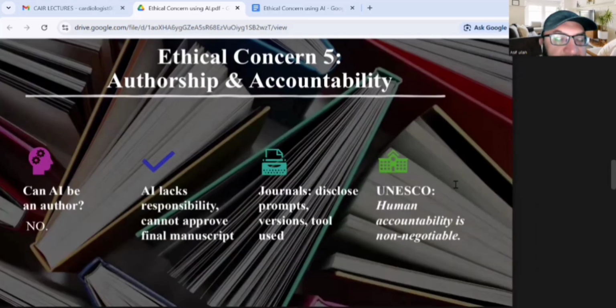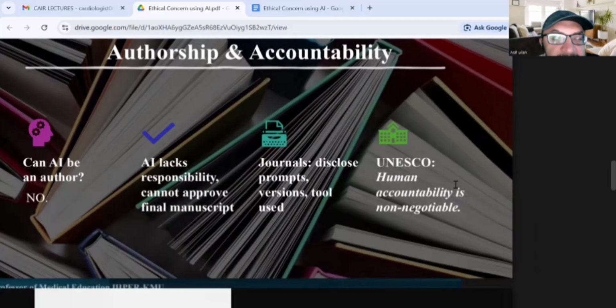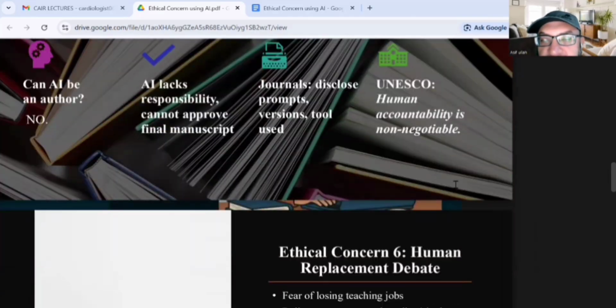Authorship and accountability. Can AI be an author? No. Plain no. AI lacks responsibility and cannot approve a final manuscript. Journals require disclosure of prompts, version, and tools used, and for UNESCO, human accountability is non-negotiable.